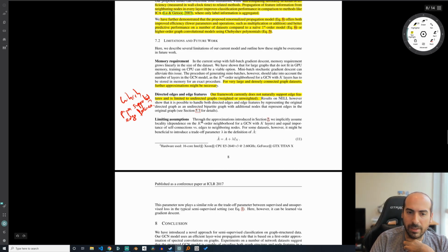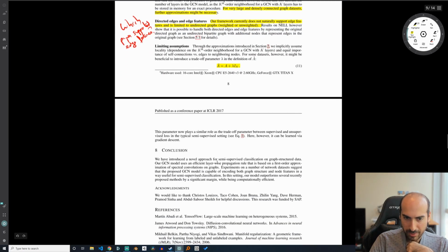And so linear limiting assumptions. We assume locality for GCN with k layers and equal importance of self connections versus edges to neighboring nodes. Okay, they're saying we may want to add a trade-off. Sure, yeah. And so we've introduced a novel approach for semi-supervised learning that is based on a first-order approximation of spectral convolutions on graphs. And so experiments on a number of network data sets suggest that the proposed GCN model is capable of encoding both graph structures and node features in a way that is useful.